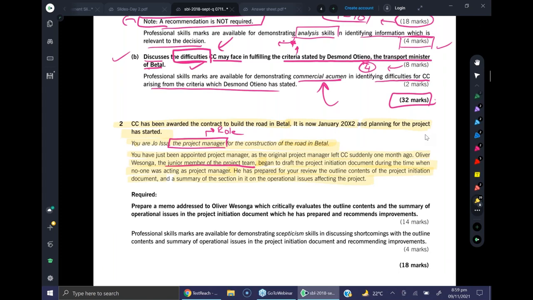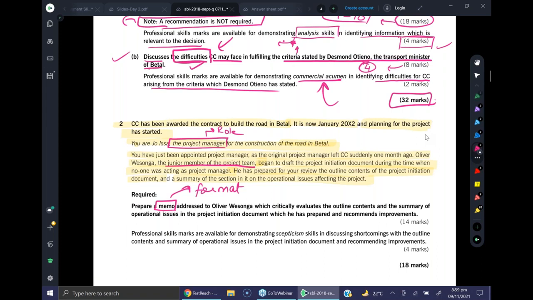Okay, what are you supposed to do? You're supposed to prepare a memo format. So to, from, date, subject, and then you start that this memo is going to discuss whatever you have to discuss, and then you straight away come to your points of the answer.